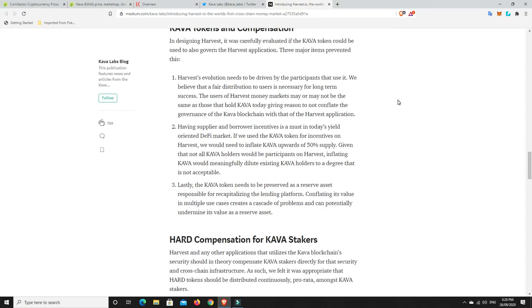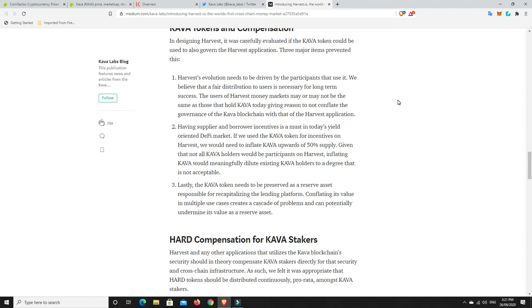The users of Harvest money markets may or may not be the same as those that hold KAVA today, giving reason to not conflate the governance of the KAVA blockchain with that of the Harvest application. So again, I like that they're doing that. The actual Harvest will be a lot more decentralized than KAVA itself. Not that any of these centralized platforms at the moment will just naturally become decentralized over time, but yeah.